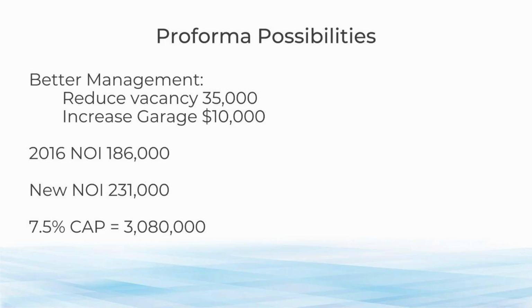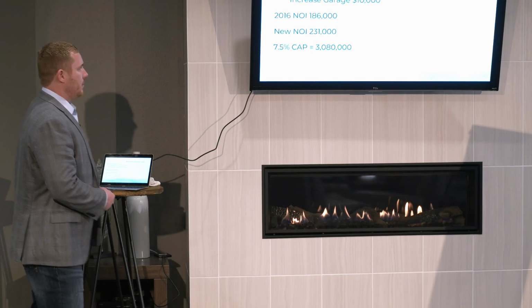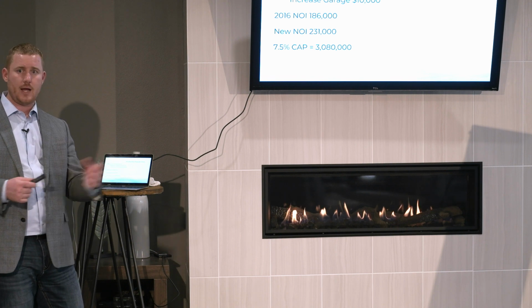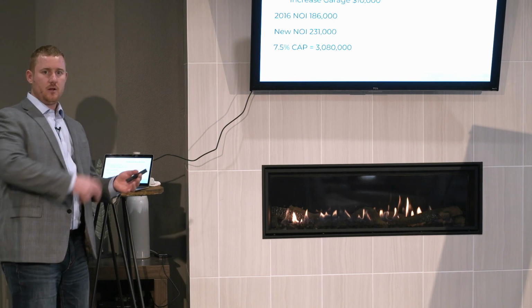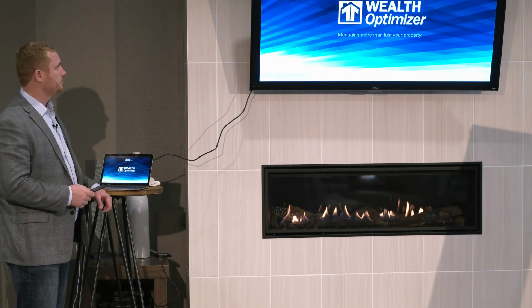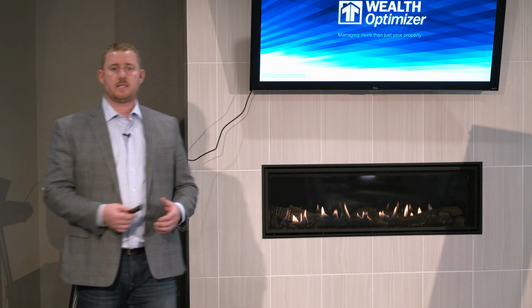Now at a 7.5 cap, we can get $3 million, right? So if we can see the value and how we can increase the NOI, we can buy the property, make those improvements, and actually do very well on this property. And so that's what I've got for you. That's the end of how to analyze a property fairly quickly.